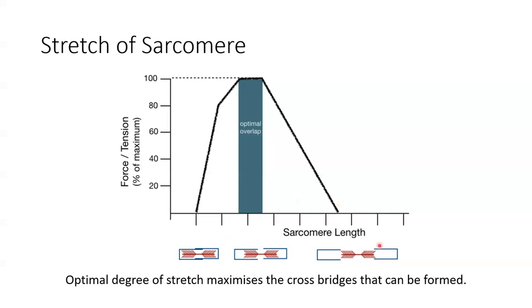Going then the other way, we have our muscle which is beyond that 120% of resting length, so we've stretched it even further. And when we stretch our muscle, the myosin and the actin go further away. We have less overlap, so less myosin heads can bind to the actin filament, less cross bridges are formed, and less tension or force can be produced.